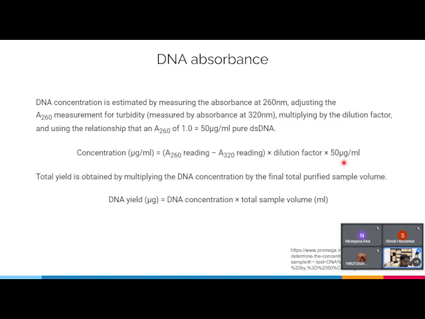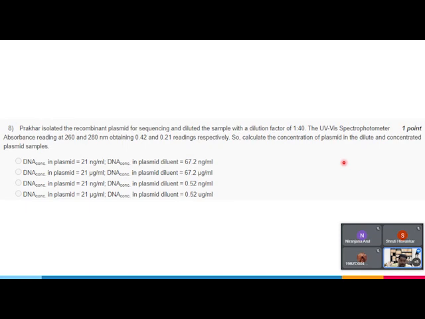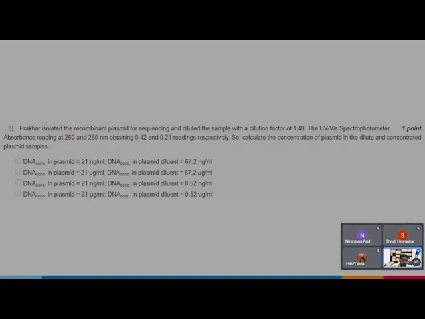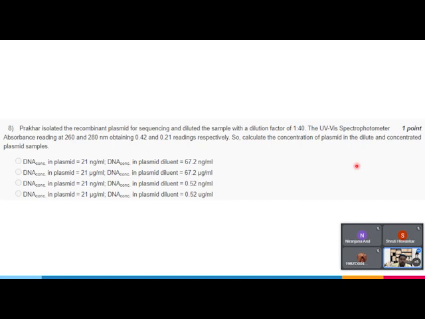You can go ahead and just multiply by 50 and tell me what the answer should be. The A260 reading is 0.42. Using the formula, concentration is A260 times dilution factor times 50 microgram per milliliter. What should be the correct answer? Multiply by 50. Yeah, we can put into the chat which you think is the correct answer. You understood what I was trying to say, right? Or do you need help regarding this?